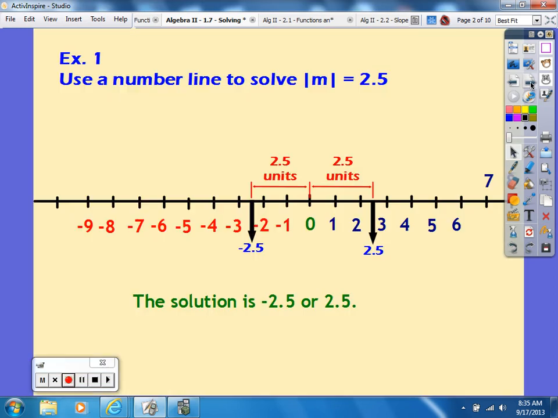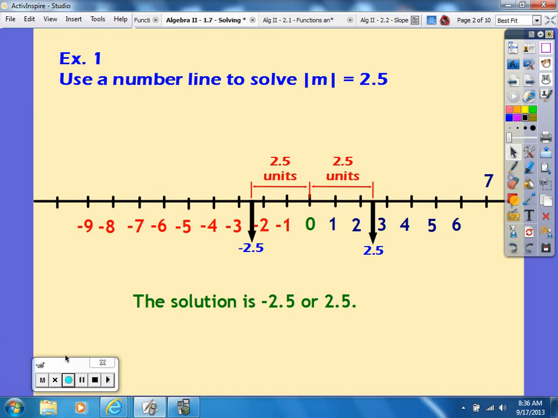So, here's our first example. And I want you to go ahead and write that down just so you can see that example. But we can actually use a number line to solve an absolute value equation. And notice that there's 2 answers to it. So in this case, the absolute value of m equals 2.5 is negative 2.5 and 2.5. So I'm getting 2 separate answers. Because if I plug that in, the absolute value of negative 2.5 is positive 2.5. And the absolute value of positive 2.5 is 2.5. So both answers give me the same thing, don't they?